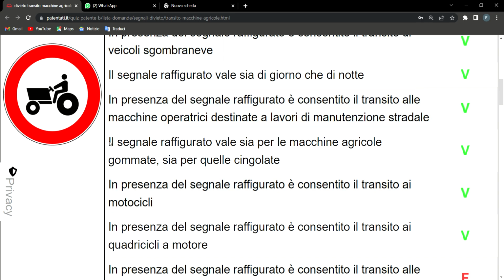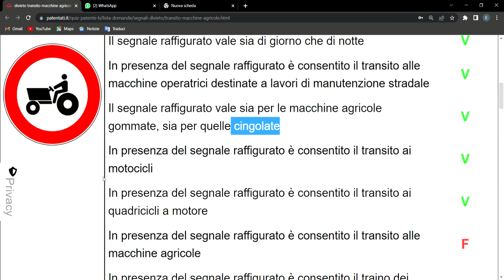And again, number five, it says "Il segnale raffigurato vale sia per le macchine agricole gommate, sia per quelle cingolate." He's saying that the validity of this sign is for agricultural machines that have tires. Whenever you come across "gommate", it means agricultural machines that have tires. You understand me? And "cingolate" means agricultural machines that have chains. So all these machines need to observe this sign. They need to acknowledge the presence of this sign. In other words, they need to obey this sign. This is the reason why this one is vero.